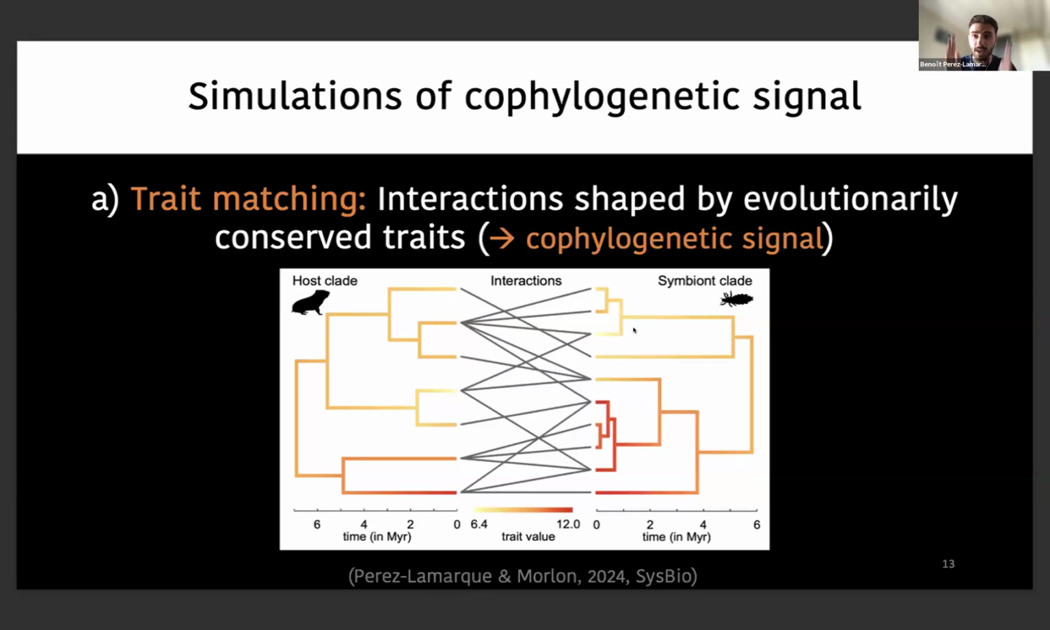And we consider that at present, species that have similar traits are more likely to interact together. So there is a trait matching expression at present. So it generates co-phylogenetic signal because closely related species tend to have similar traits. Then we have closely related species that tend to interact with closely related partners. So co-phylogenetic signal, but no phylogenetic congruence.